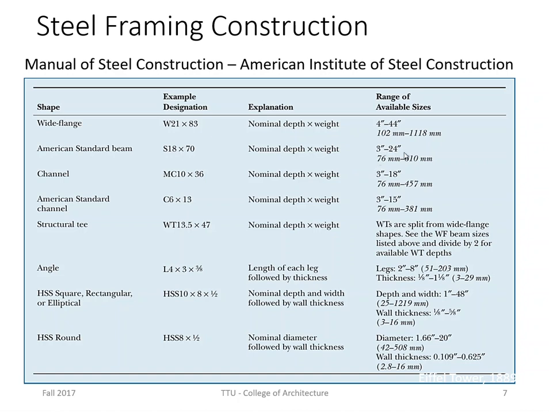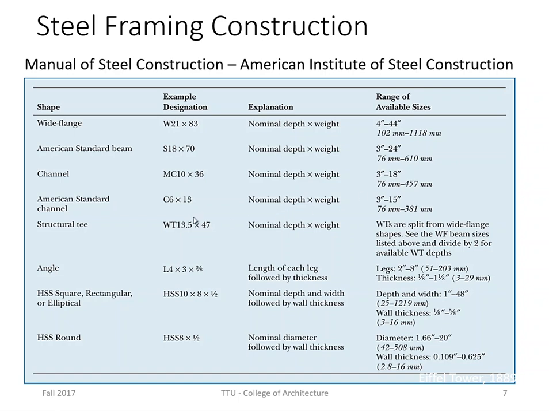So the standard sizes are from 3 inches to 24 inches. And of course, this is all set up by the manual of steel construction established by the American Institute of Steel Construction. A channel often has an MC here, designating that as a channel, because there's American Standard channel too. And that's just a C. And then, once again, the depth, and then the weight per lineal foot. And these are the ranges that are standard.